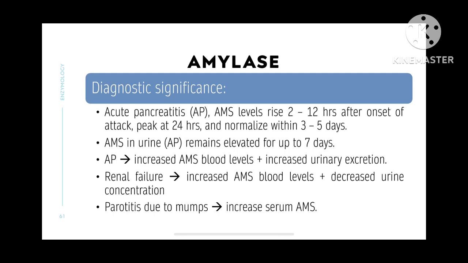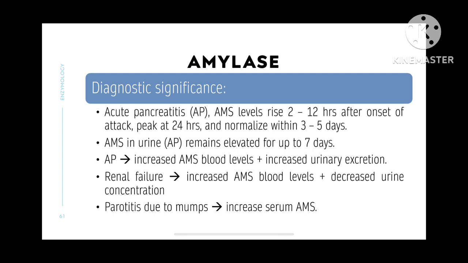In acute pancreatitis, serum amylase levels begin to rise 5 to 10 hours after the onset of an attack, peak at 24 hours, and return to normal levels within 3 to 5 days. Values generally range from 250 to 1,000 Somogyi units per deciliter. The values can reach much higher levels as well.